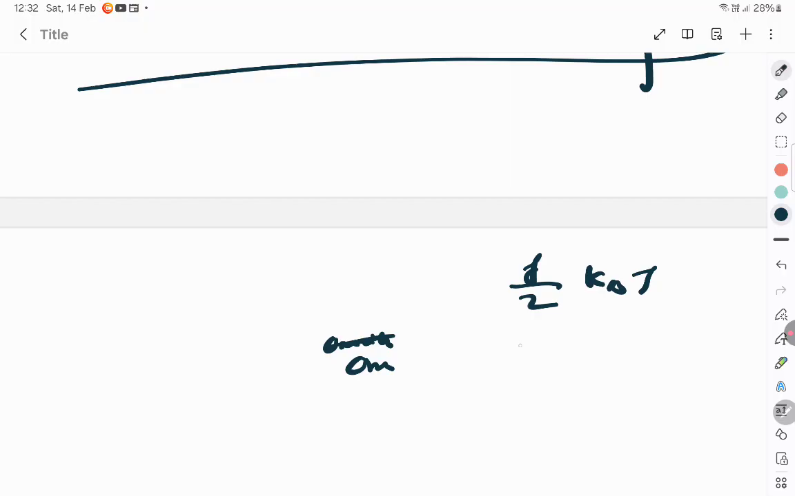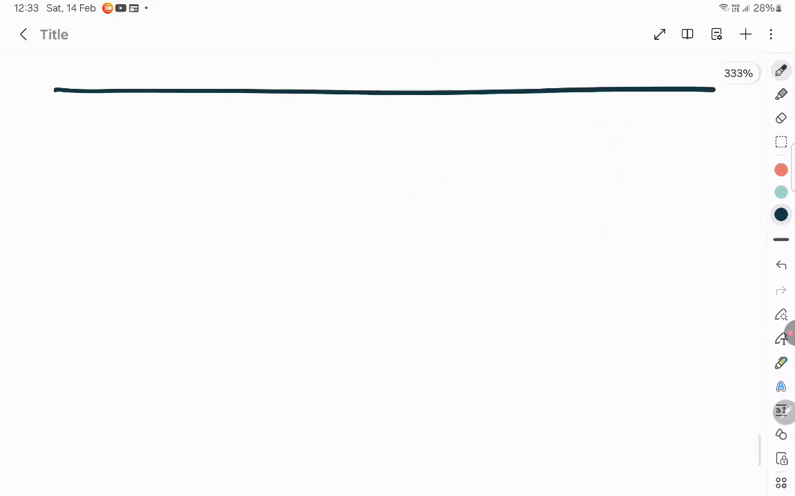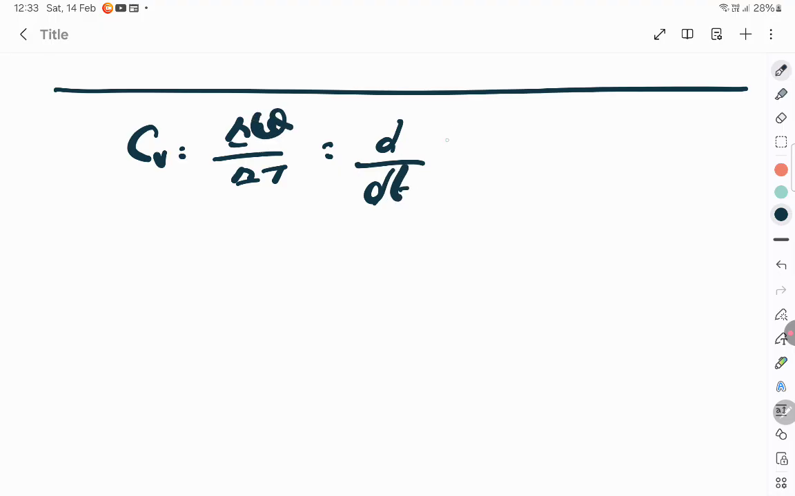So for a monoatomic, it's 3 by 2 kBT. For a diatomic, what was it? 3 to 6, no, 5 by 2 kBT. Like that you can write the energy associated with any number of degrees of freedom. There is a general formula f by 2 kBT. Okay, so then next is to find the specific heat. Specific heat is nothing but delta U by delta T. We learned it in Mayer's formula. Which is d by dT of U, the energy associated with a monoatomic, which is 3 by 2 RT.